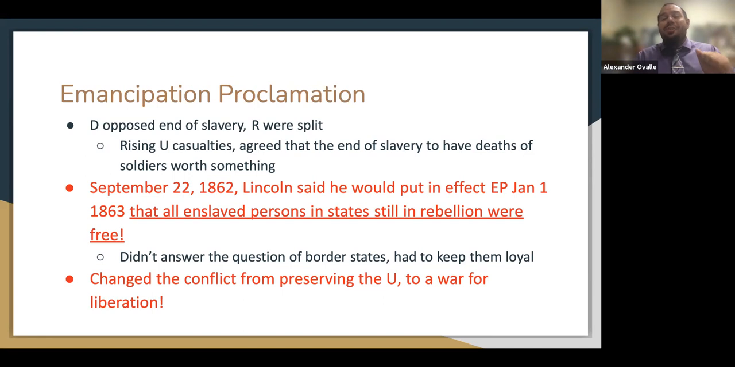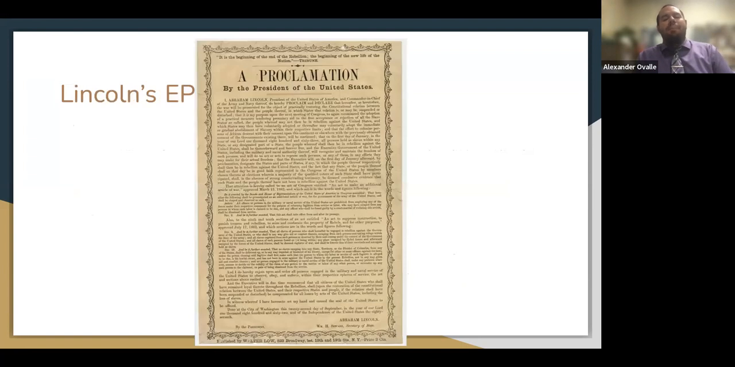So since it doesn't address all enslaved persons, just enslaved persons in states of rebellion, those states that seceded from the Union. Yeah, those states. So, like I said, it changed the conflict from preserving the Union to a war for liberation. Freedom. Here's Lincoln's EP. Catch him out on SoundCloud next week.